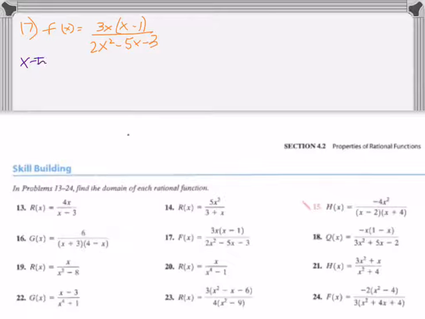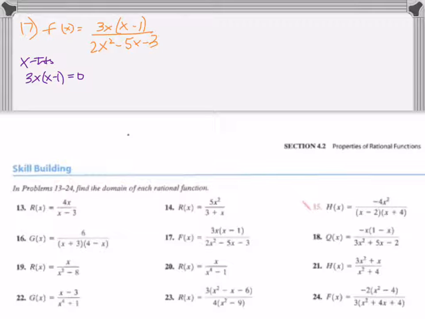I'll do it in purple. All right, to find the x-intercepts, we set the numerator equal to 0, because in any fraction, 0 over something is still going to be 0. So for the x-intercepts, we plug in 0 for y, which is f of x. So I'm just going to set the numerator equal to 0. And again, if you're wondering why not both the top and the bottom, I recommend watching the video that I posted earlier.